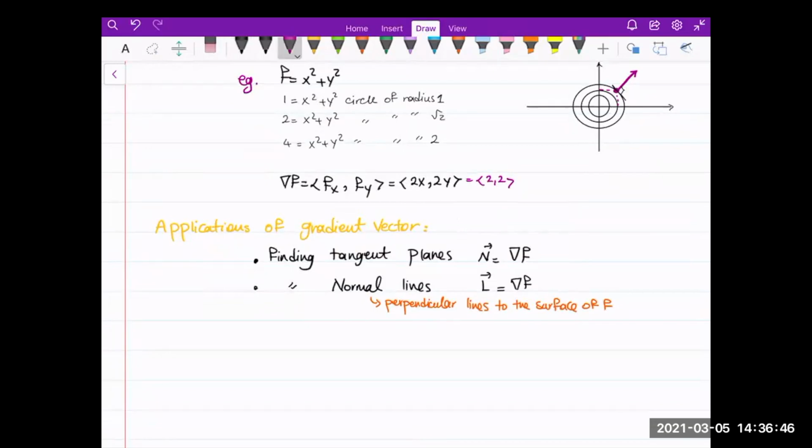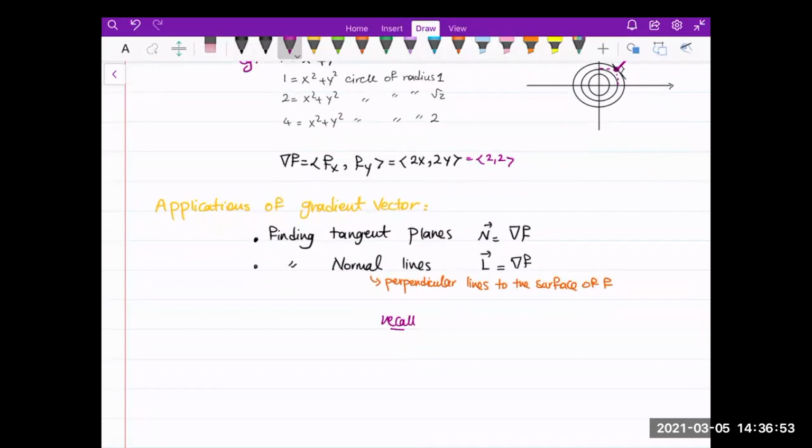Let me just give you a recall. Do you remember when we talked about tangent lines? Tangent lines. Okay, we define the tangent lines for a curve in a space, not a surface, right? For a curve.